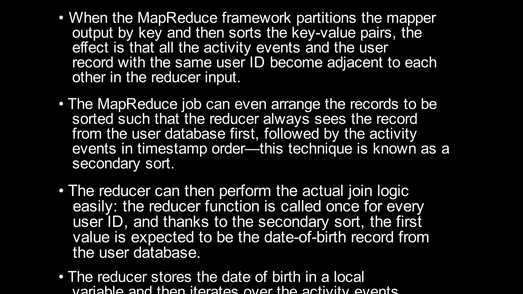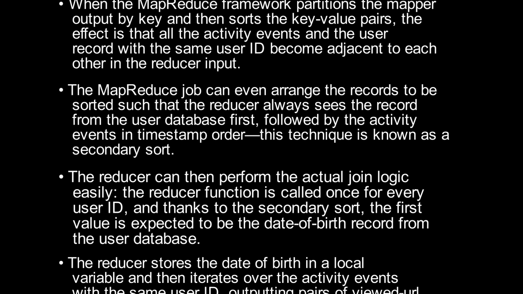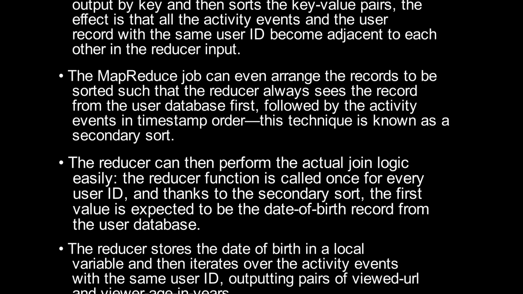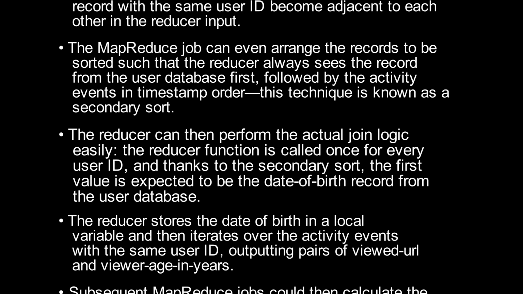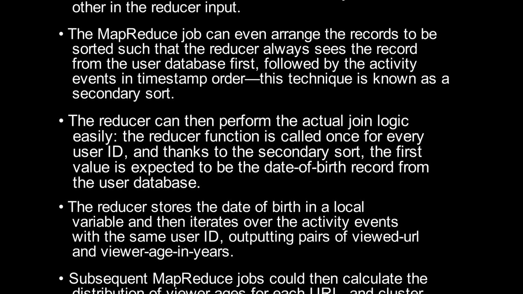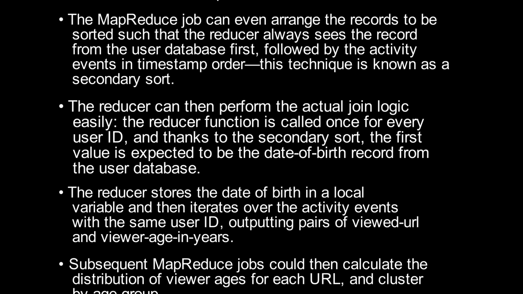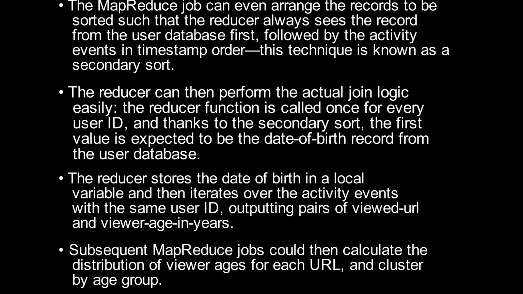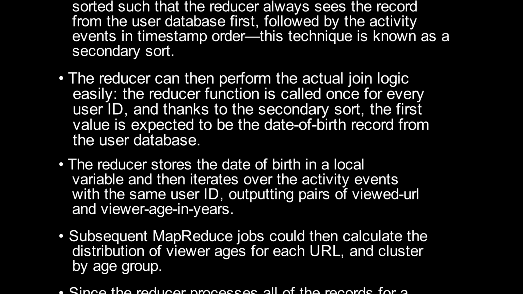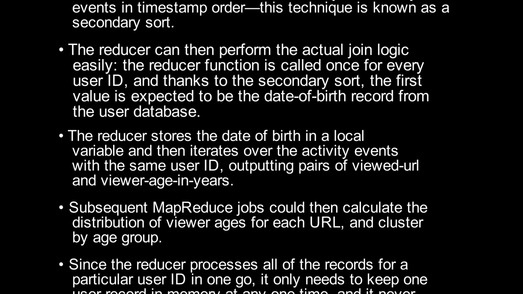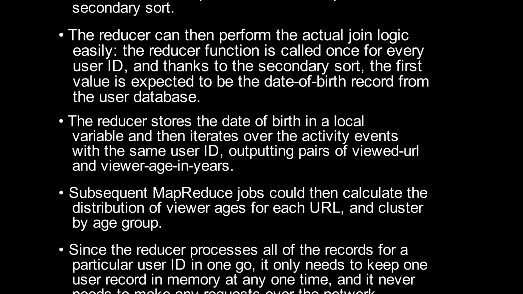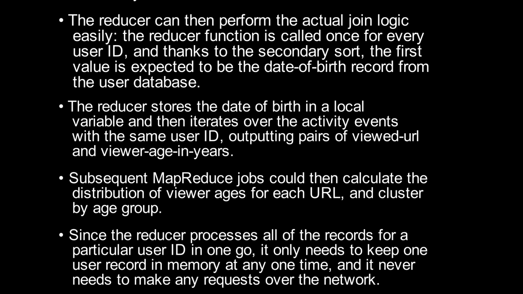The reducer function is called once for every user ID, and thanks to the secondary sort, the first value is expected to be the date of birth record from the user database. The reducer stores the date of birth in a local variable and then iterates over the activity events with the same user ID, outputting pairs of viewed URL and viewer age in years. Subsequent MapReduce jobs could then calculate the distribution of viewer ages for each URL and cluster by age group.